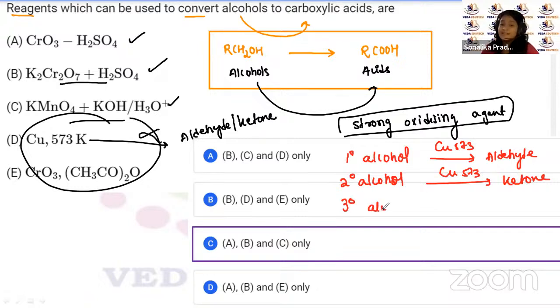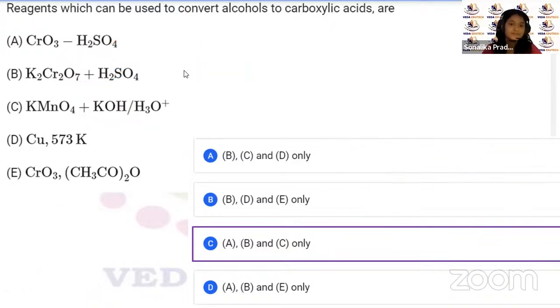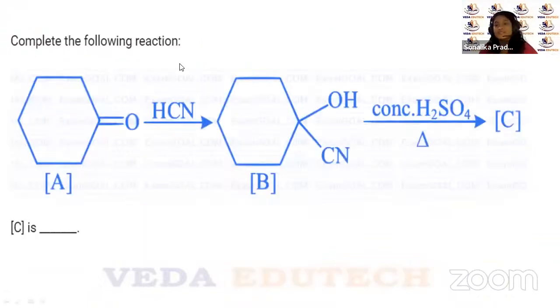But if you are taking 3 degree alcohol, beware, you are going to get alkene as the major product, right? So this is again important. Again, this is not strong enough to convert into RCOOH. Okay, so these three are going to be your answer. So next question on your screen. Try everyone. Pause the screen and try.